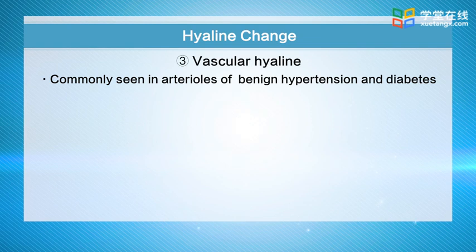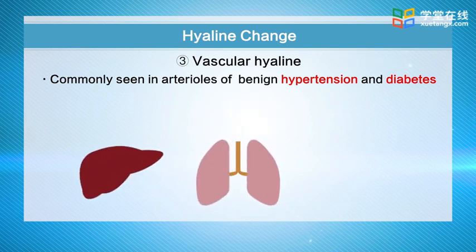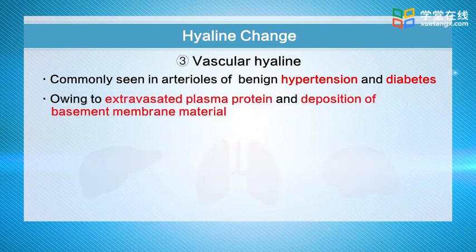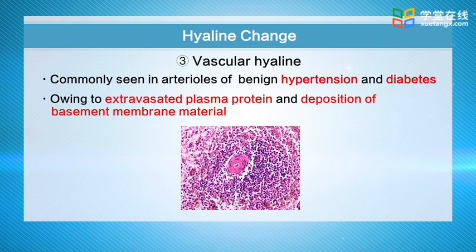Vascular hyaline is commonly seen in arterioles of hypertension and diabetes, especially in the spleen, kidney, and brain. Vascular hyaline is due to extravasated plasma protein and deposition of basement membrane material. This photo shows vascular hyaline change of the splenic artery in a patient with hypertension. The wall of this arteriole shows a homogeneous pink hyaline appearance with loss of structural detail and with narrowing of the lumen.